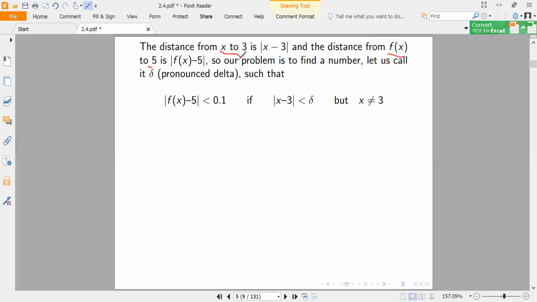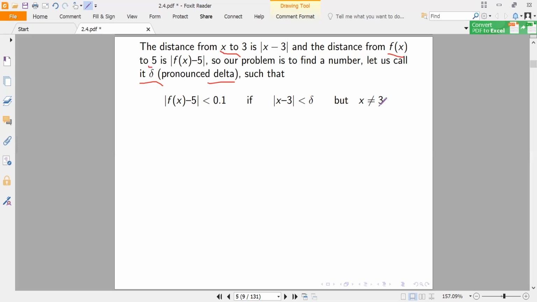Because our problem is to find some number. Remember, we want the distance from f of x to 5 to be less than 0.1, and we asked how close x should be to 3. Suppose we call that number with this symbol, pronounced delta. So we want a number delta such that the distance between f of x and 5 is less than 0.1 if the absolute value of x minus 3 is less than delta. Remember that x is not equal to 3.